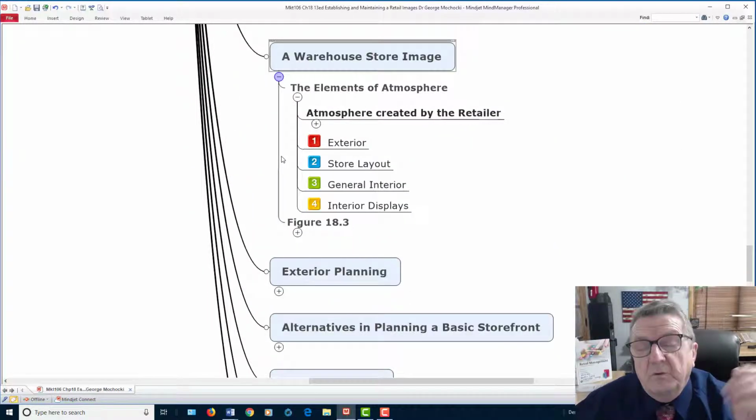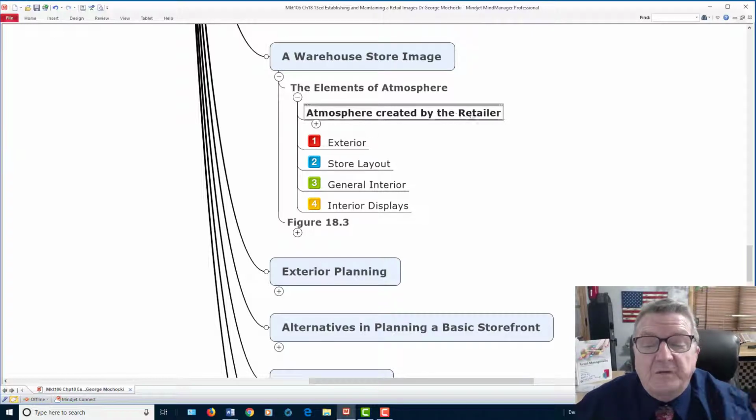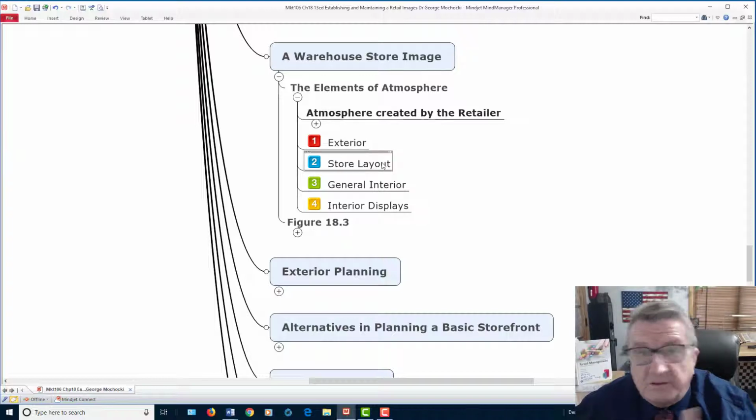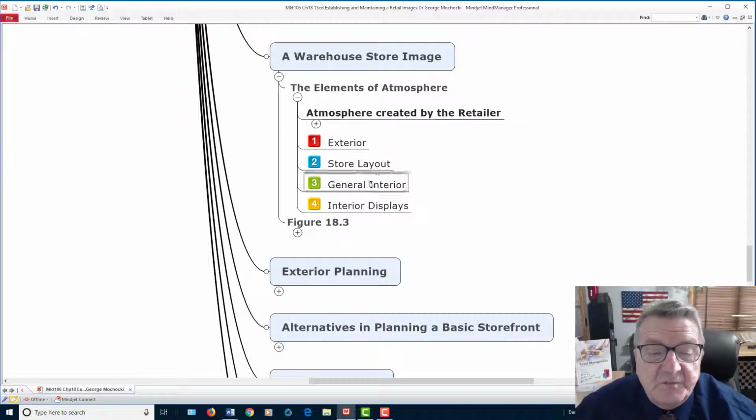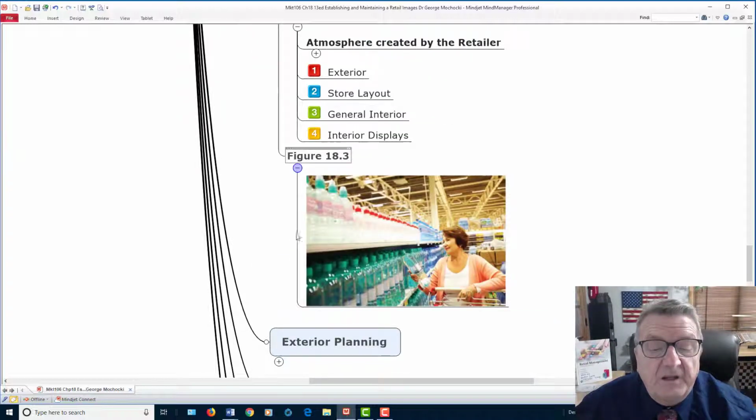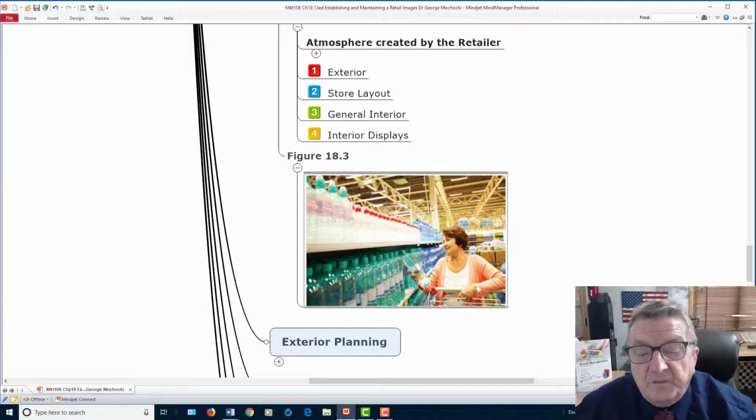Okay, warehouse store image. Sam's or Costco. They want to look like a warehouse. You know what I mean? Atmosphere created by the exterior. The way the store's laid out, it looks like a warehouse. You've got the tractors going back and forth, and the forklifts. Big shelves. Looks like a garage that has been updated. Interior designs, and again, the warehouse experience. You see how there are no ceilings, it gives you that feeling.